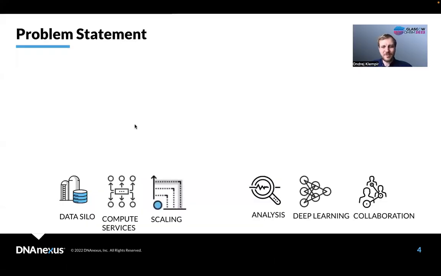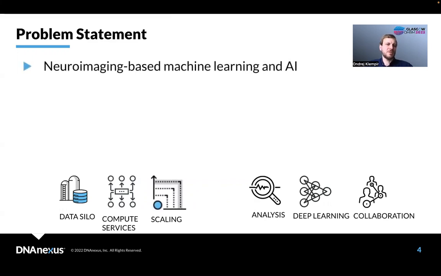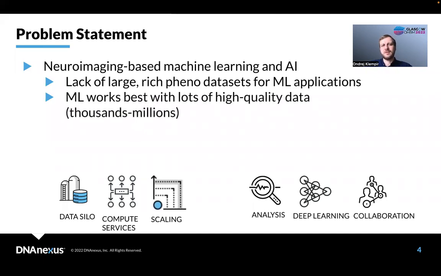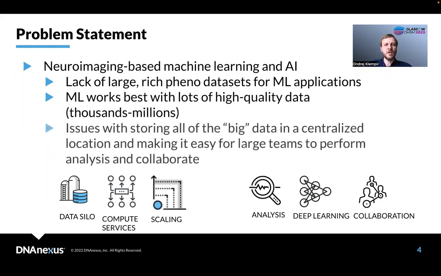All right, let's talk about problem statement. One of the main challenges in neuroimaging-based machine learning and artificial intelligence is the lack of large datasets with rich phenotypic information available for machine learning applications. And it's general knowledge that machine learning models work best with lots of high-quality data. There is another issue, which is related to storing all of the big data in a centralized location and making this data easy for large teams to perform analysis and collaborate.